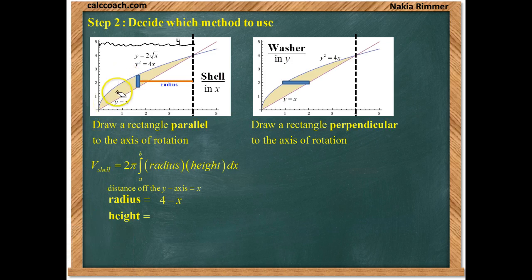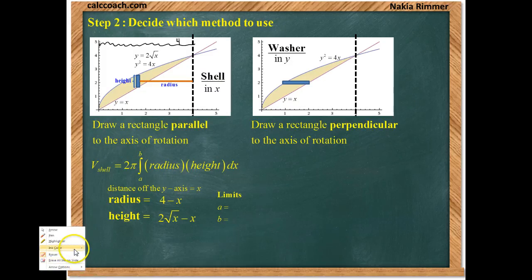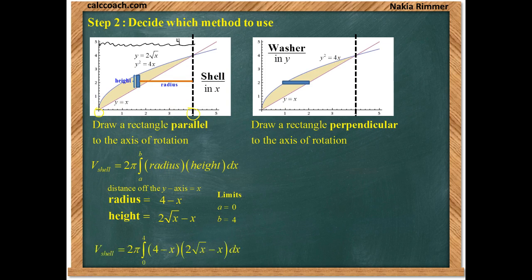The height is how tall the rectangle is, and that's going to be the difference between the two functions: the square root function minus the line. And we can go ahead and plug in the limits of integration. This starts when x is 0 and ends when x is 4. So that's a and b, 0 and 4. So we definitely could do this.